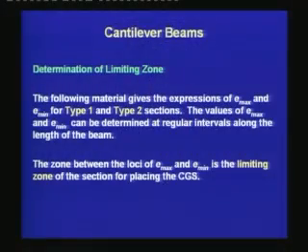The following material gives the expressions of Emax and Emin for type 1 and type 2 sections. The values of Emax and Emin can be determined at regular intervals along the length of the beam, from which we shall determine the limiting zone. The zone between the loci of Emax and Emin is the limiting zone of the section for placing the CGS.